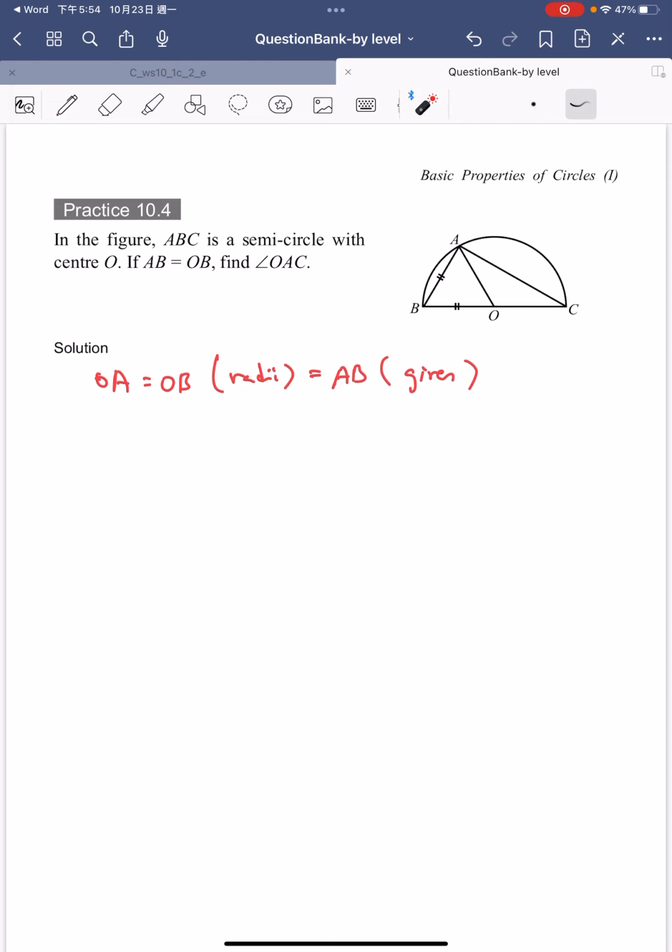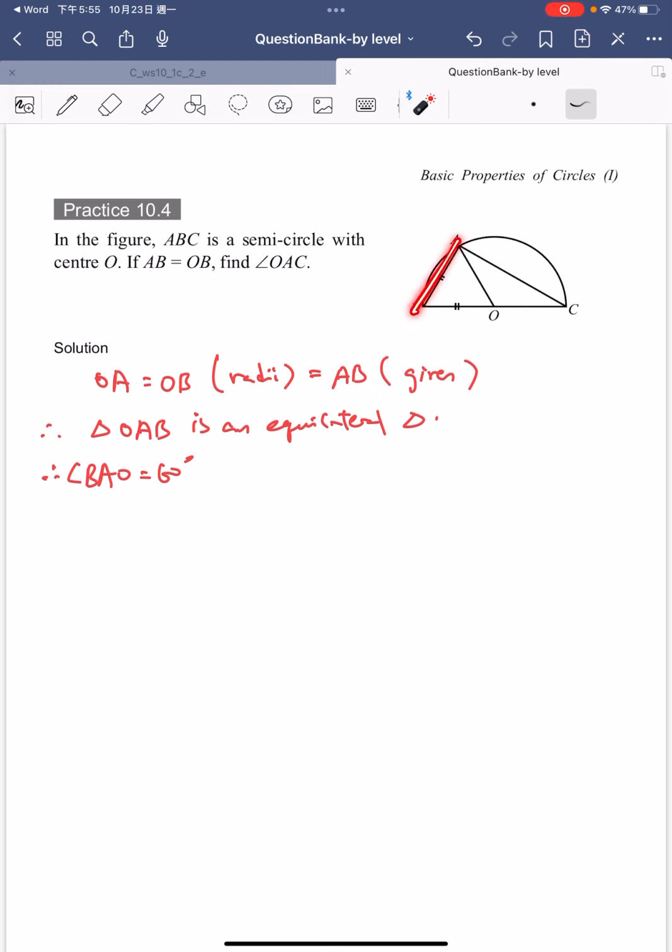So if three sides of a triangle are the same, that triangle is an equilateral triangle. So we can say that the triangle OAB is an equilateral triangle. So we have the angle of BAO is equal to 60 degrees. So this angle of BAO is equal to 60.